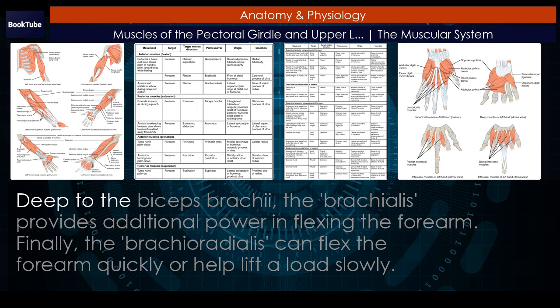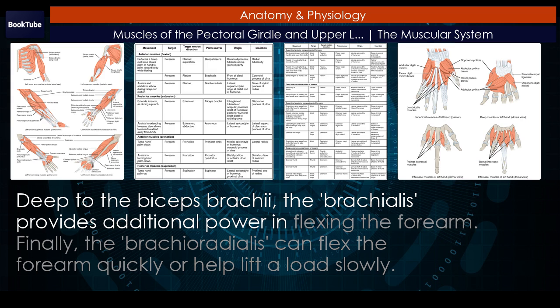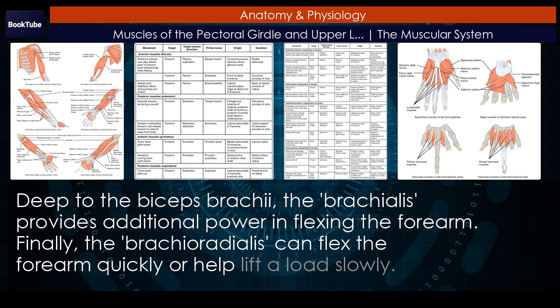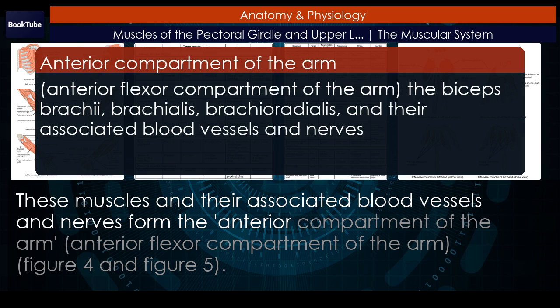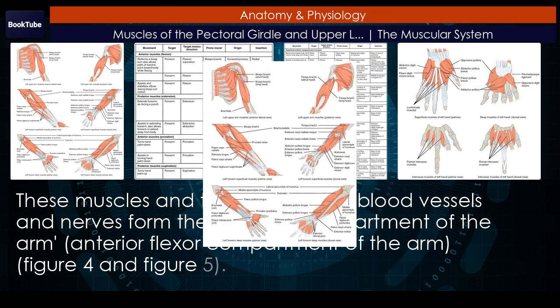Deep to the biceps brachii, the brachialis provides additional power in flexing the forearm. Finally, the brachioradialis can flex the forearm quickly or help lift a load slowly. These muscles and their associated blood vessels and nerves form the anterior compartment of the arm, the anterior flexor compartment of the arm. Figure 4 and Figure 5.